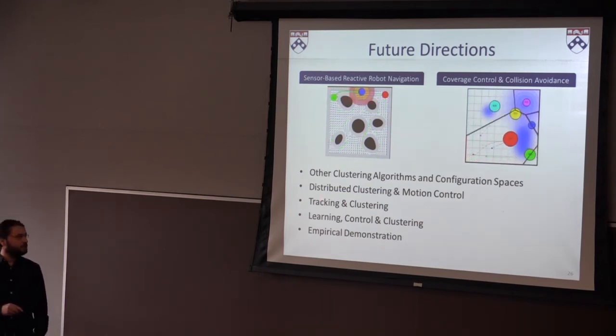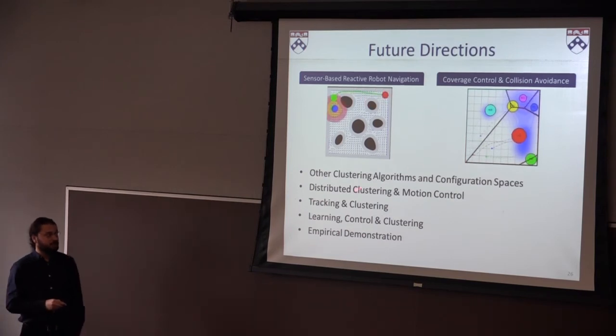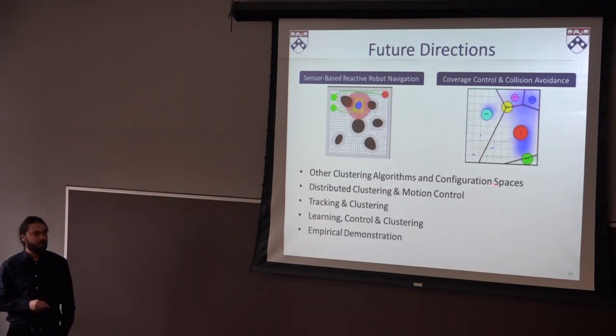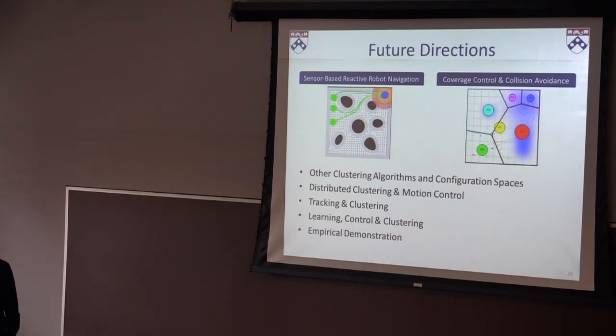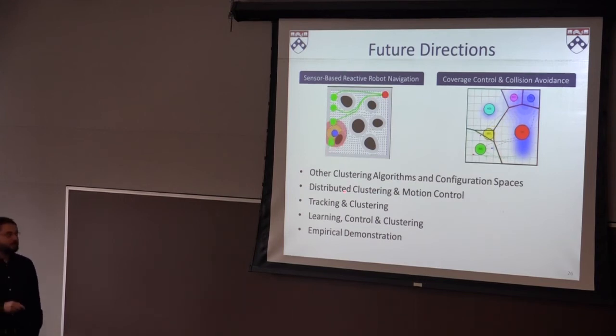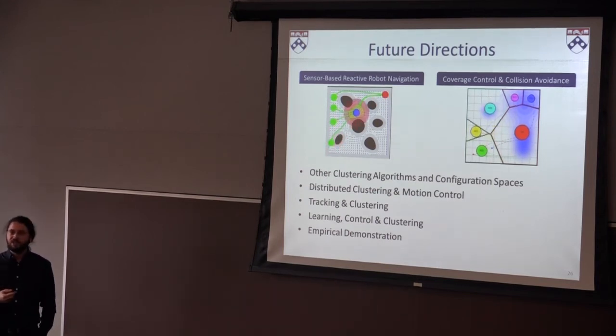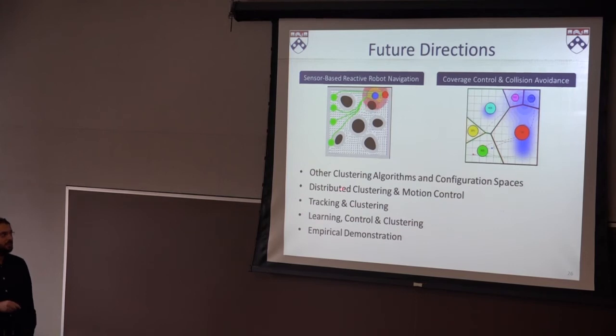And the other interesting extensions, there are lots of different clustering algorithms and configuration spaces for robots, for example, a robot arm. It has a totally different topology, or the legged robot. And there are different clustering algorithms. Can we find other different applications where we can really take advantage of the clustering algorithm?